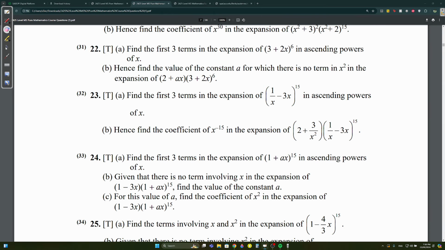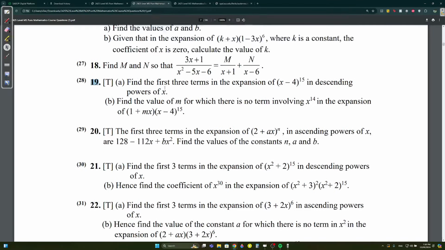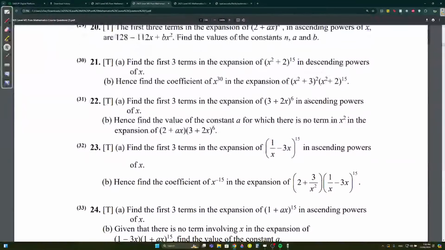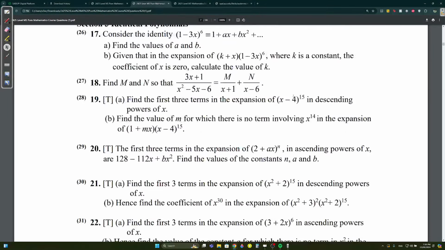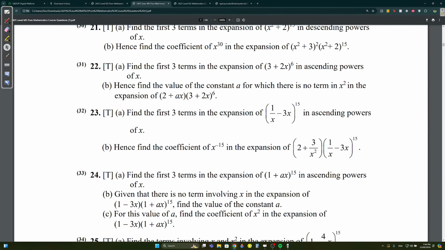This is the same as 19. See, find the first three terms. Yeah, it's the same thing. I don't feel like solving it, honestly. Okay, let's go. 3 plus 2x to the power of 6. What are the first three terms? Let's start. So I'm going to go quick.